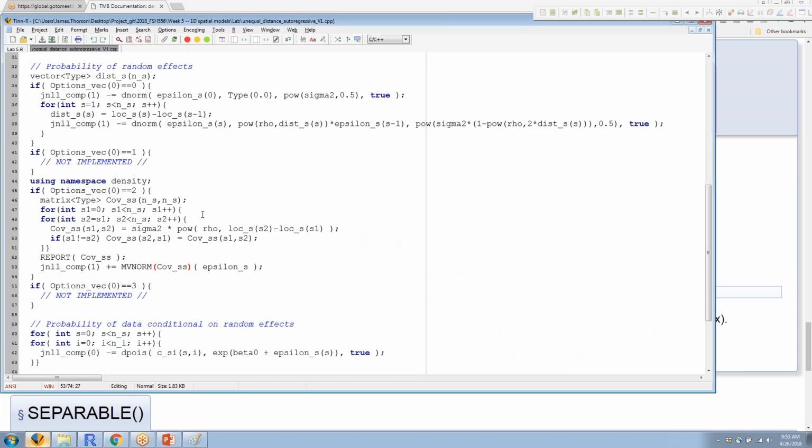So in the code, that's why it looks like this: you've got MVNORM, you pass it your covariance matrix, and then you pass that another vector, in this case epsilon_s, which has to be the same length as the dimensions of the square covariance matrix, cov SS.